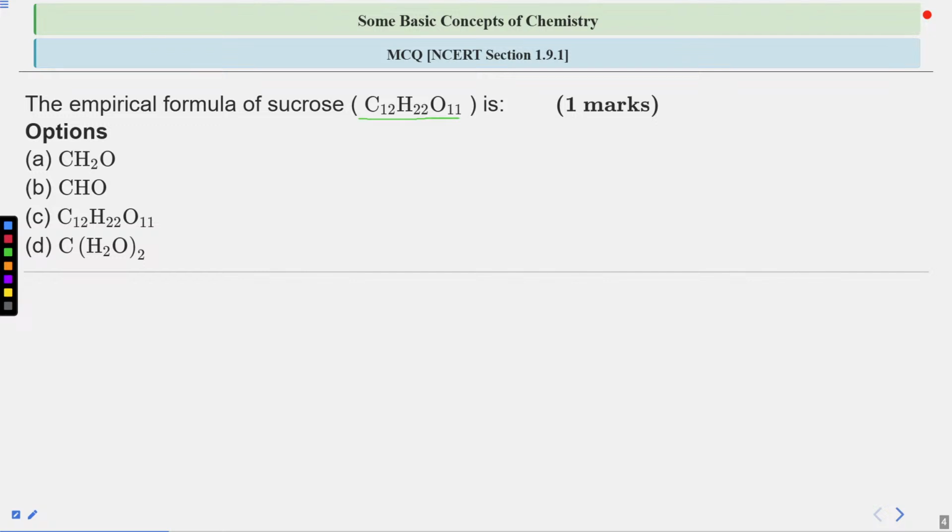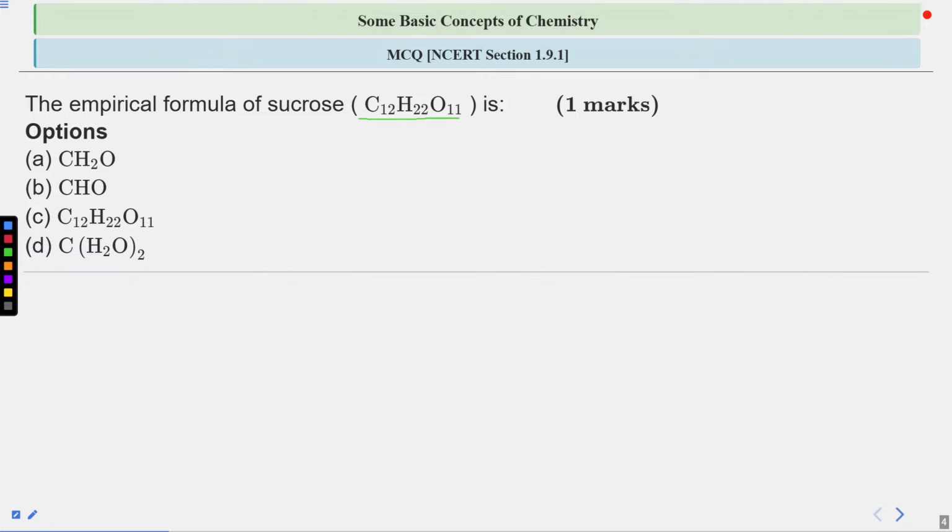So already there is a vote for answer C. Anyone else? What will be the empirical formula for this given sucrose? I've already taught you about the molecular formula and the empirical formula. One more answer, which is again voting for C. So Sriram is saying C.